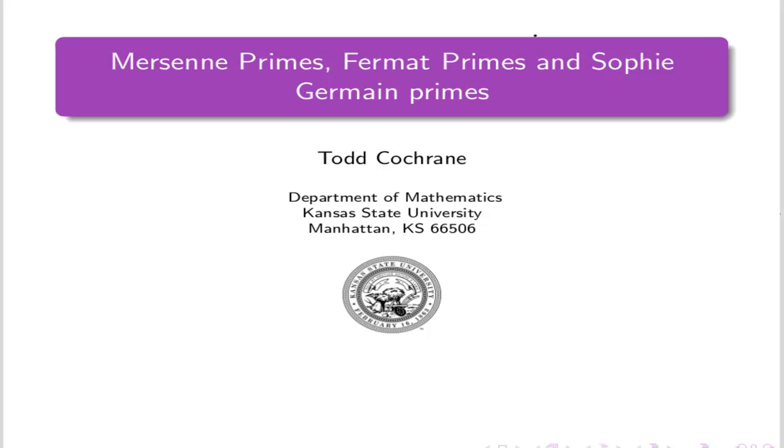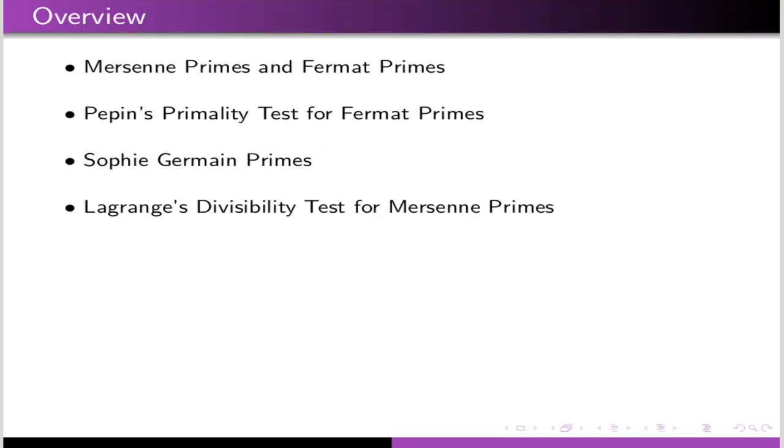In this section we're going to look at a number of special types of primes. We'll start by defining Mersenne primes and Fermat primes. These are numbers that are one more and one less than a power of 2. We'll look at Pepin's primality test for Fermat primes. We'll introduce Sophie Germain primes, and then look at Lagrange's divisibility test for the Mersenne primes.